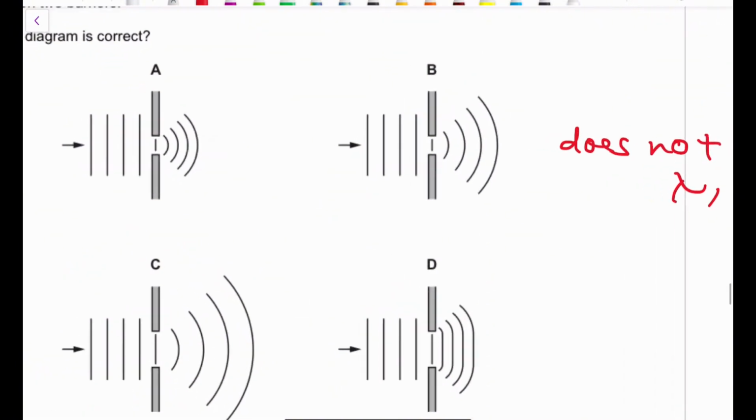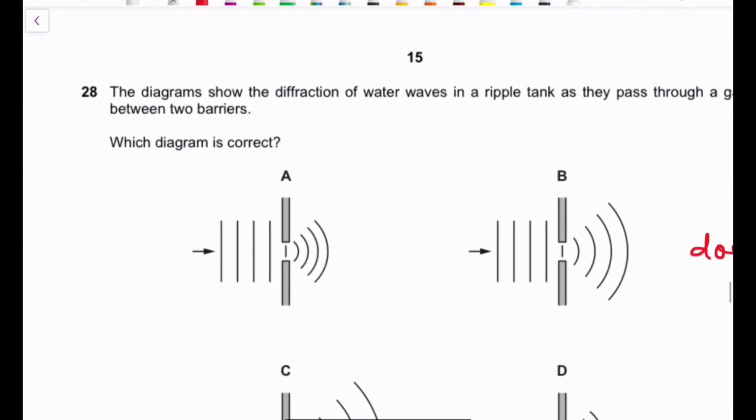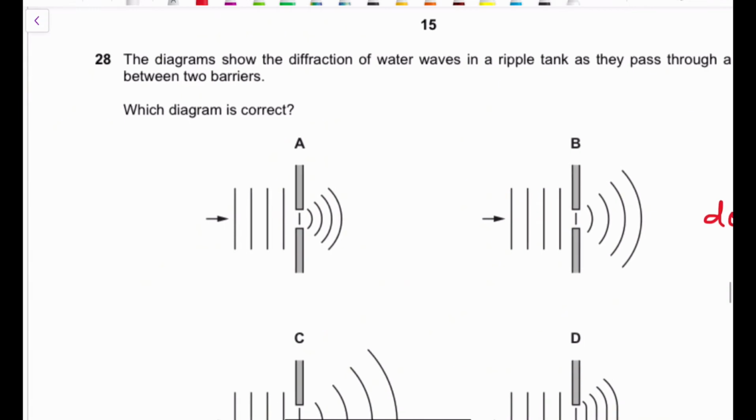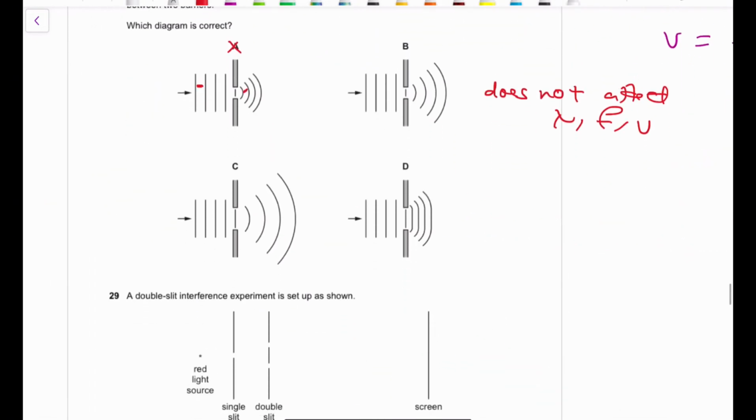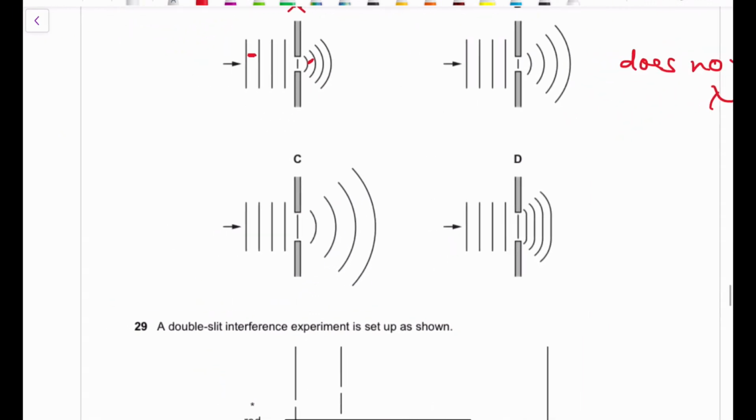So if you look at this, it shouldn't change. Let's analyze this. Look at this value of lambda, and let's look at this value of lambda. These two are different, right? So A is going to be wrong because lambda has changed and the wavelength should never change whenever diffraction is occurring, right? As you can see, as diffraction occurs, no wavelength is going to be changing. So C is also wrong because this wavelength has gotten bigger after diffraction. It doesn't make sense, right? So C is going to be wrong.